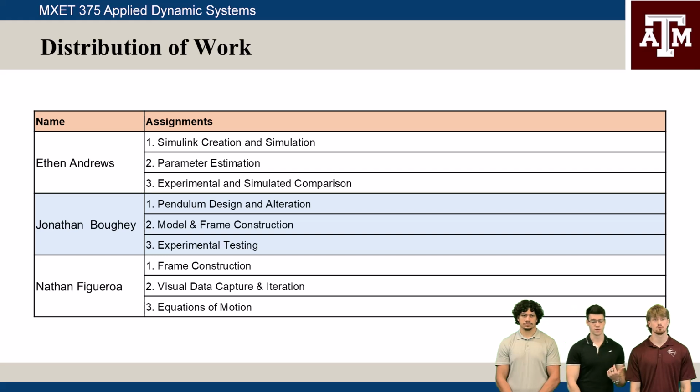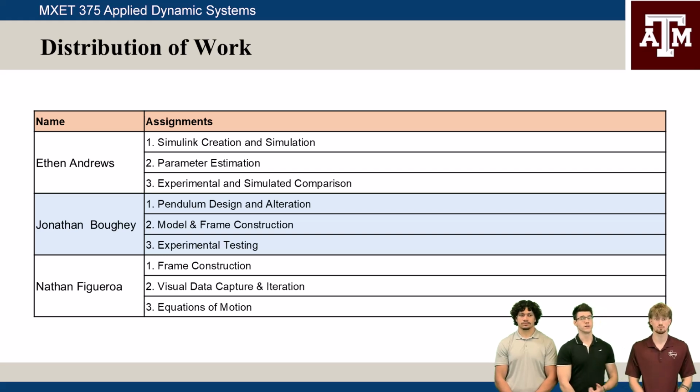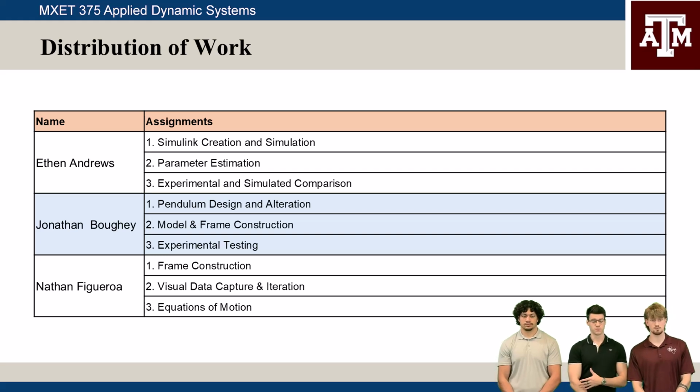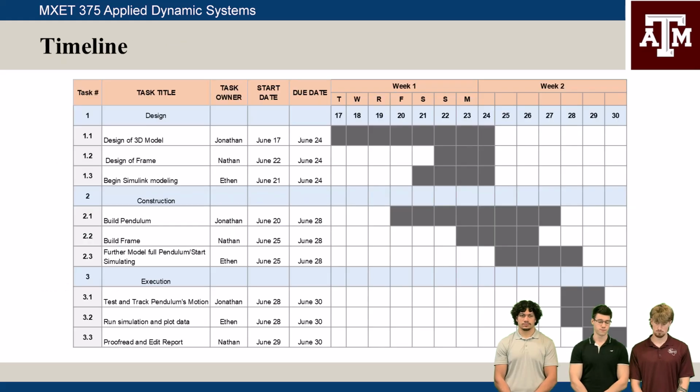Ethan was the head of the simulation, parameter estimation, and the experimental simulation comparison. I took charge of the construction of the model itself: designing it, 3D printing it, designing the frame, and the different construction of the actual model. And Nathan was responsible for the theory behind it, so the visual motion capture, the mathematical models, and the equations of motion, as well as assisting me in the model construction with the construction of the frame.